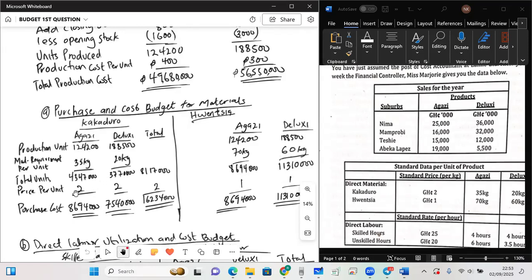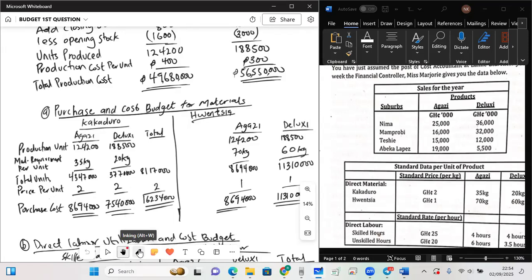Now we want to know how much it will cost for us to purchase them. So the price per unit comes in here, and then we multiply the total unit by the price per unit. Now, when they are multiplied, we get the purchase cost of the material. So for Agazi, we will need this amount, which is 8,694,000. And then for the Luxy, we will need 7,540,000.